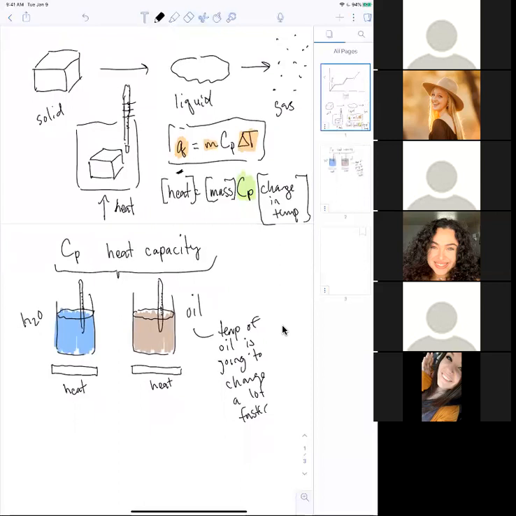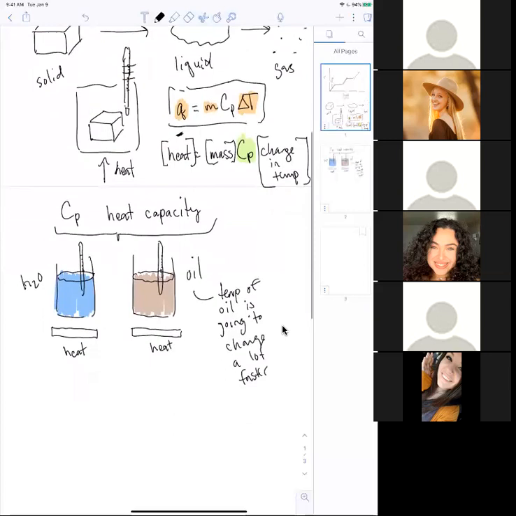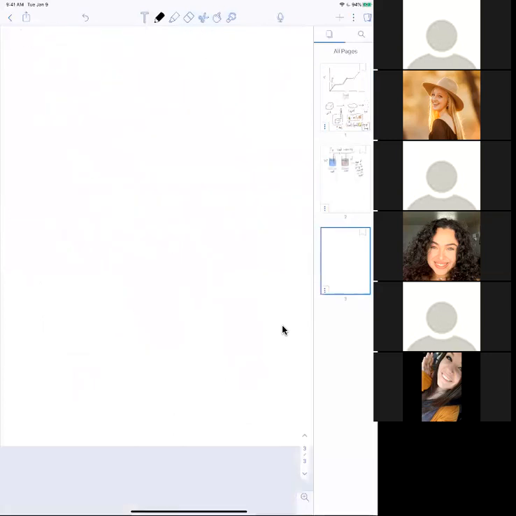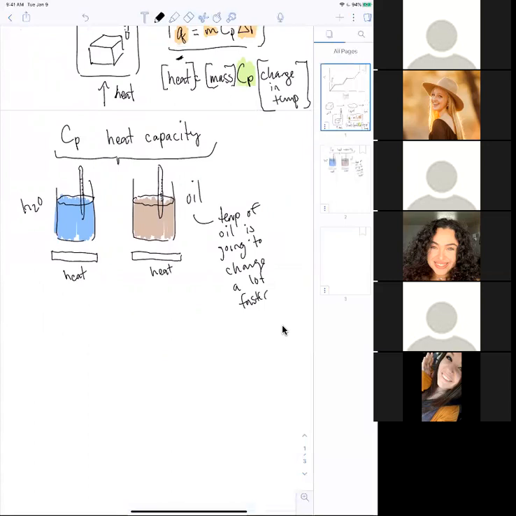And you might have some intuition around this. If you ever put a little bit of oil into a hot pan on the stove, the oil gets hot really, really fast. Whereas water, on the other hand, takes a lot longer to come to temperature. And the reason for that, because they're the same mass and I'm adding the same amount of heat, is that they have different heat capacities. So for this one, the temperature is going to change a lot faster, which means that it has a much lower heat capacity.